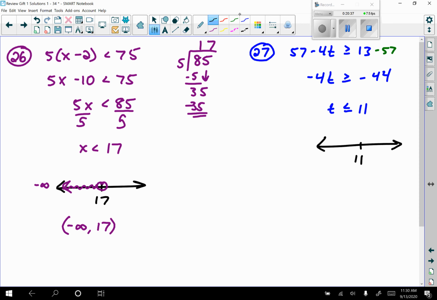Put my key number here. Closed endpoint on the 11. And we're less than, so again, we're going to end up shading to the left. Again, we'll get a negative infinity to 11, but a bracket here.